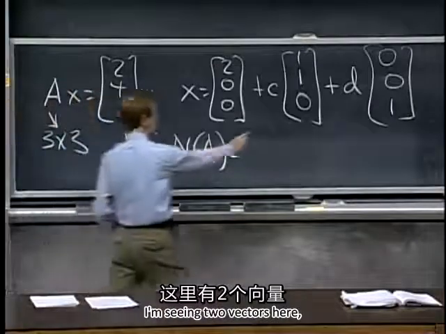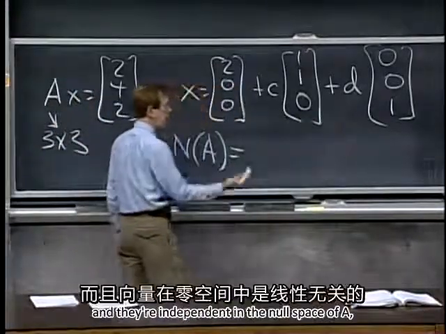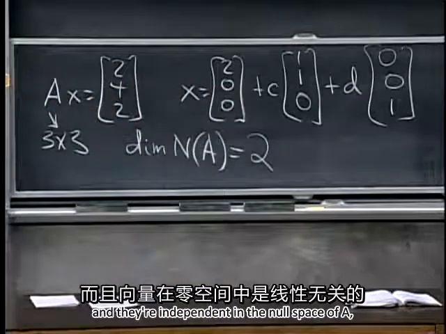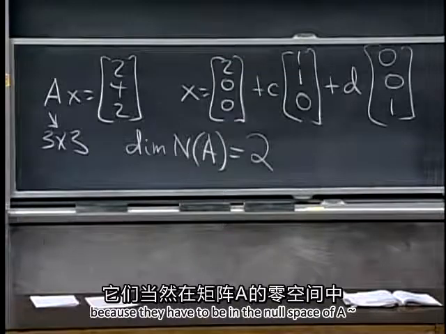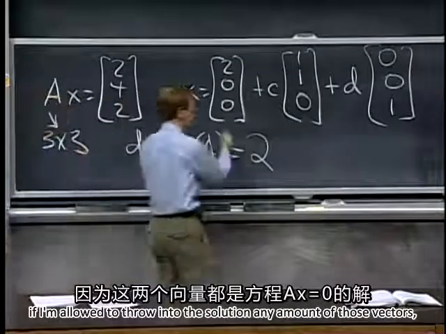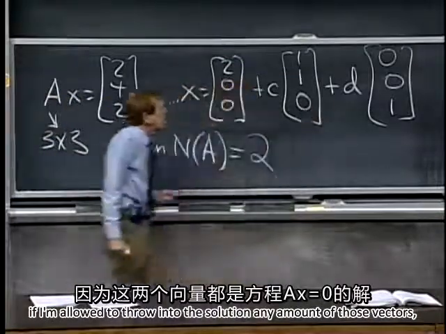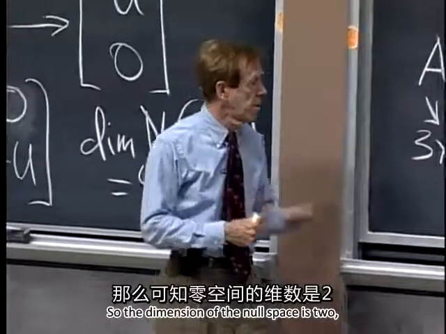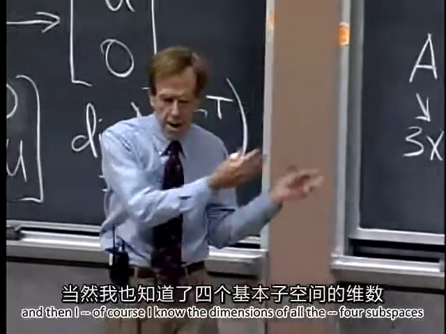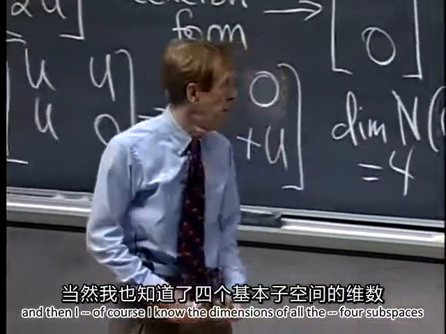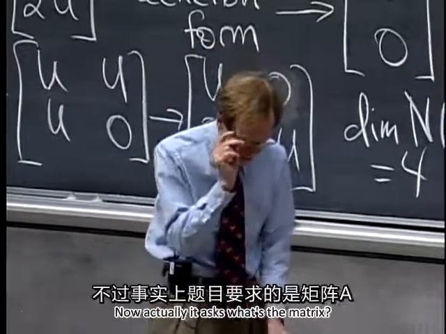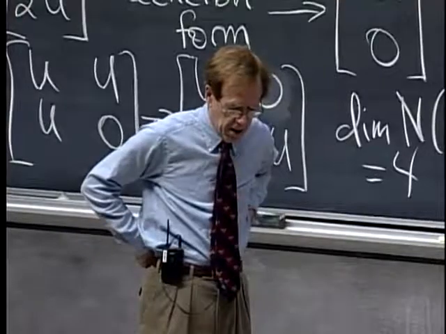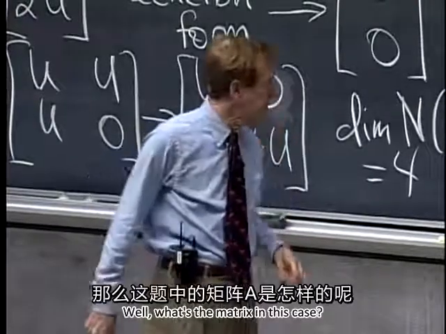I'm seeing 2 vectors here, and they're independent in the null space of A because they have to be in the null space of A. If I'm allowed to throw in to the solution any amount of those vectors, that tells me that's the null space part. So the dimension of the null space is 2, and then of course I know the dimensions of all 4 subspaces. Now actually it asks, what's the matrix? What's the matrix in this case?